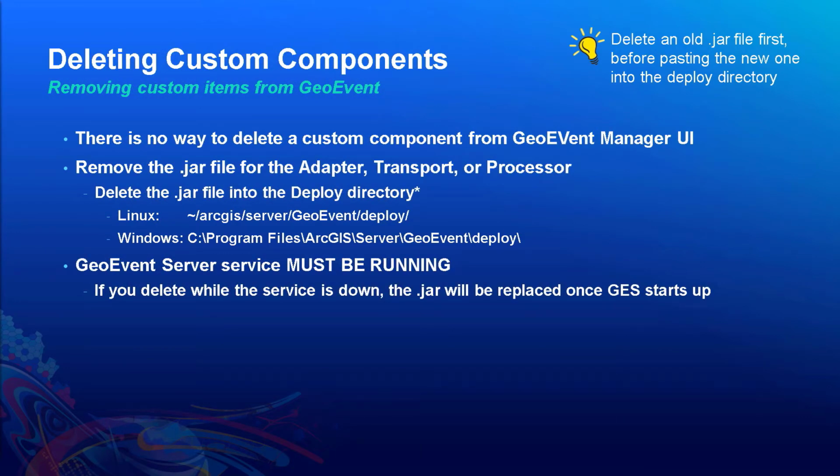In order to remove a custom item from GeoEvent, you must delete the jar file from the deploy directory while GeoEvent is running. If you don't delete the jar file while GeoEvent is running, it will be replaced by the configuration the next time that the service is started up. So please make sure that you delete to remove things while GeoEvent is running. There is no GeoEvent Manager method for removing custom components.